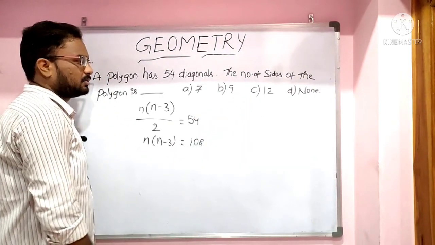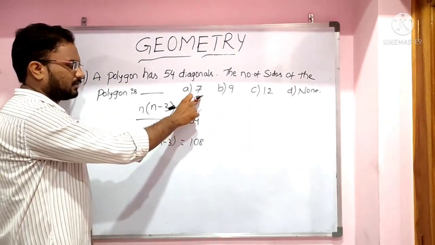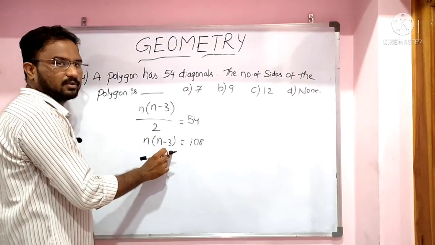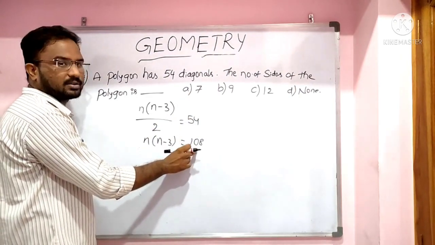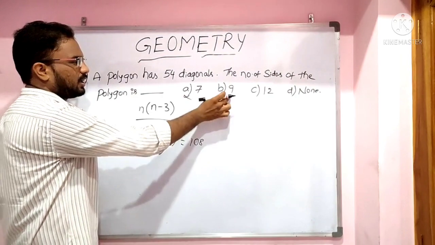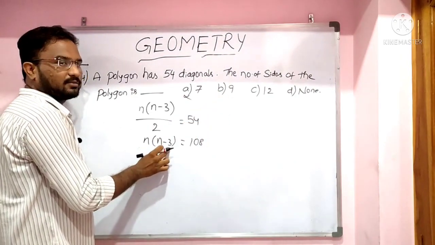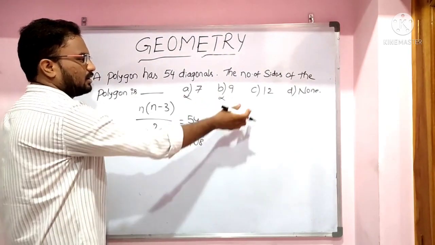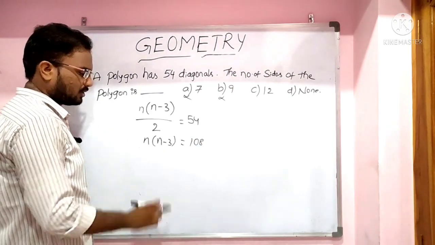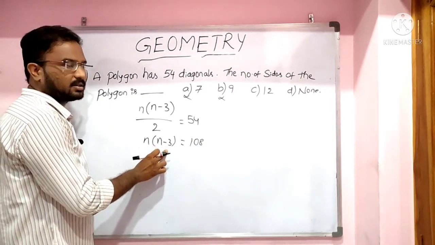So if you take 7 as the number of sides, 7 into (7 minus 3), 7 fours are 28. So this is not satisfied. And 9 into (9 minus 3), 9 sixes are 54. This is also not satisfied. And if you put n equal to 12, 12 into (12 minus 3), 12 nines are 108.